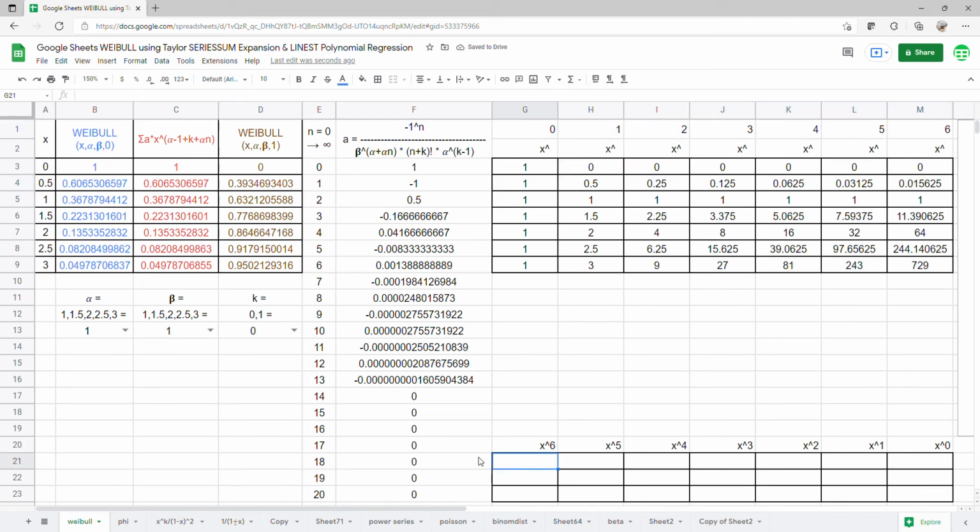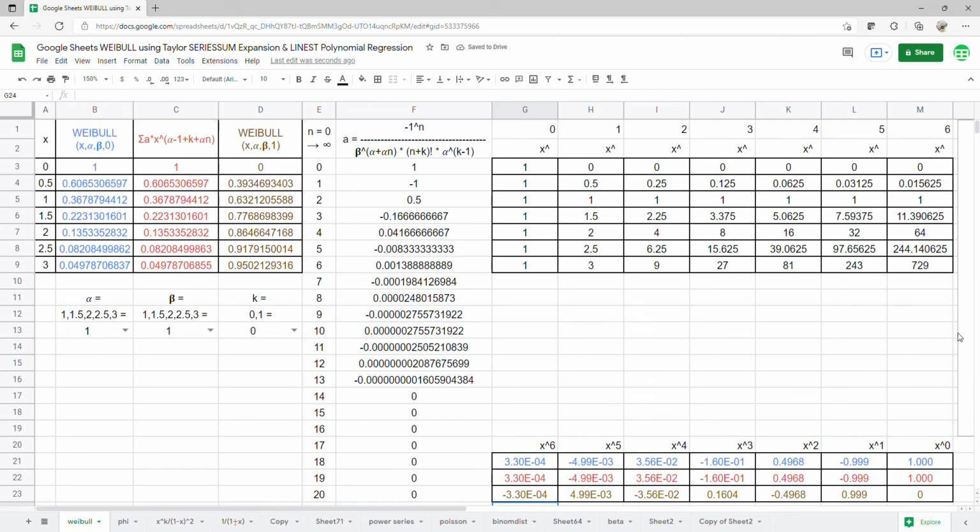Now we can calculate LINEST, starting with the probability density function. LINEST data y and data x. Also LINEST data y and data x. Also LINEST data y and data x.